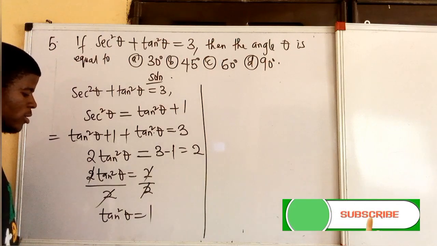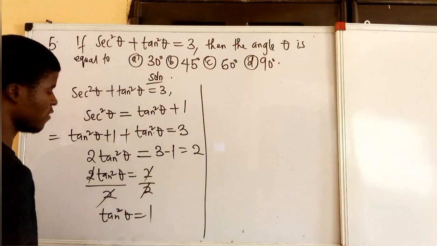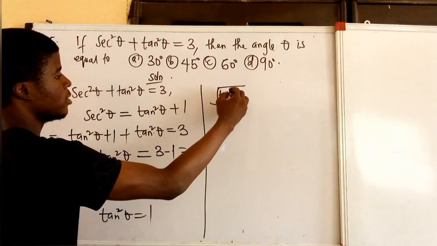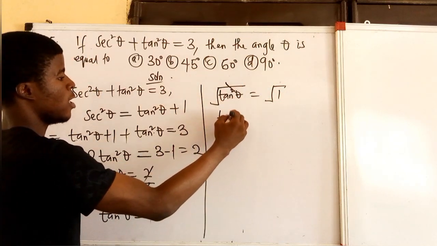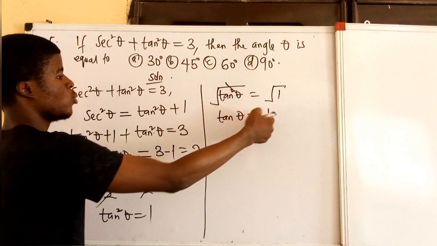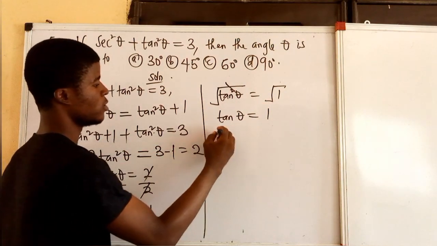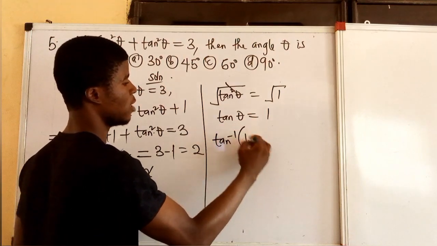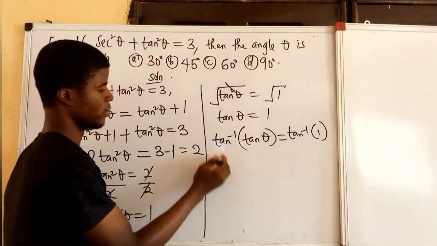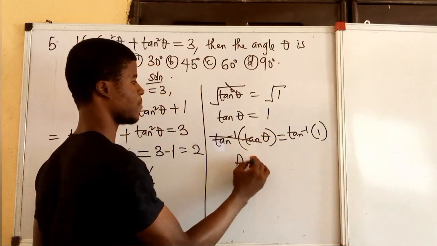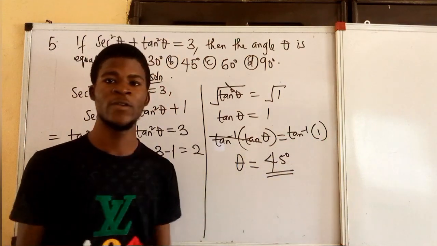Good. Now I'm looking for theta. I'll take the square root of both sides to eliminate this square. So taking the square root of both sides, I have root tan squared theta is equal to the square root of what? 1. So tan theta is equal to 1. So what will be theta? I'll take the tan inverse of both sides. So that the tan inverse of tan theta is equal to tan inverse of 1. Tan inverse cancels tan, theta is left. The tan inverse of 1 is 45 degrees. So theta is 45 degrees.